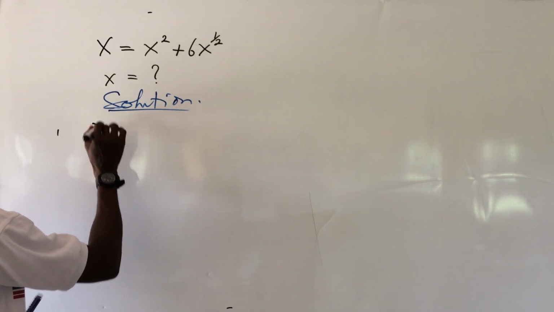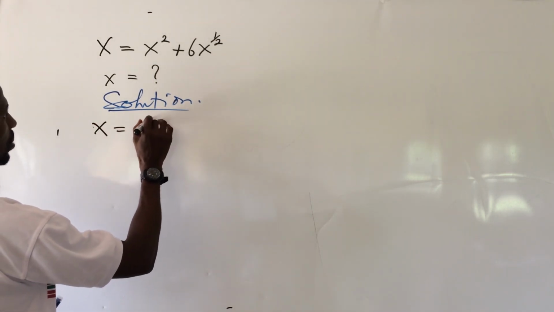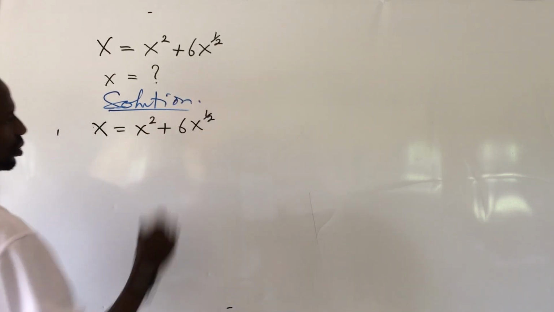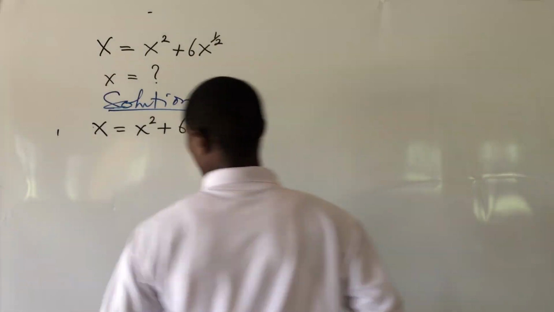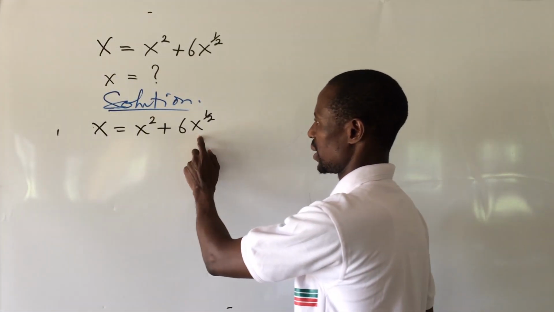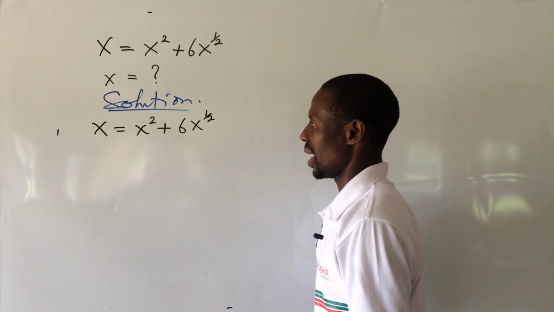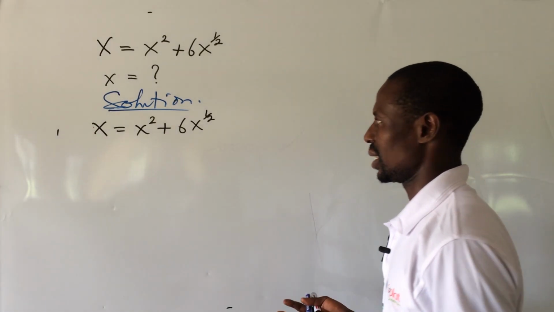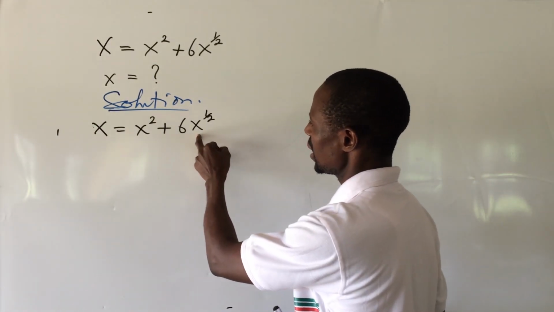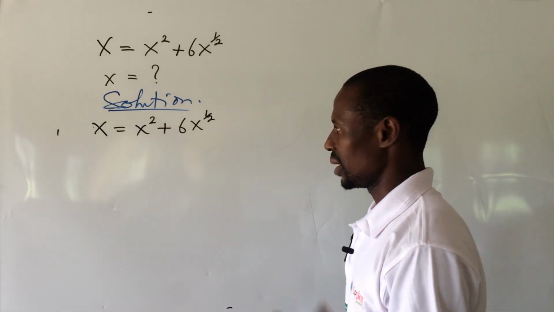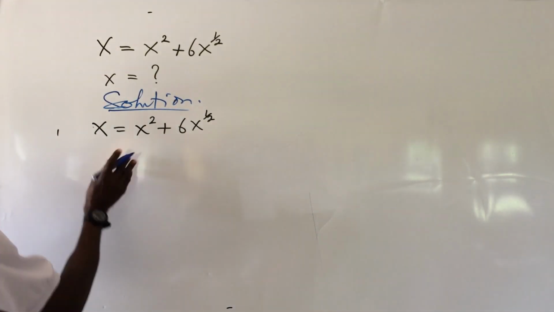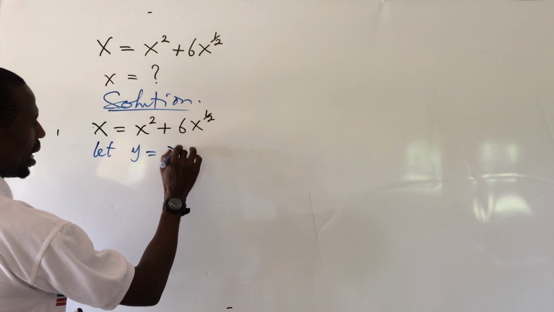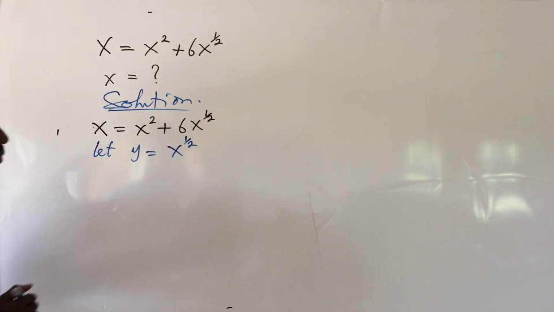It says here x equals x to the power of 2 plus 6x to the power of 1 over 2. If you look at this carefully, we have a radical here. So let's bring in another letter to represent this expression, taking into consideration the smallest value of x. Let y be equal to x to the power of 1 over 2.